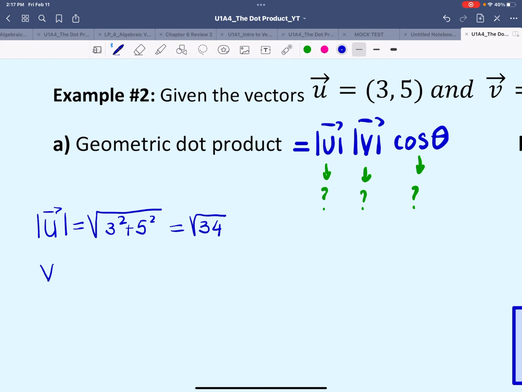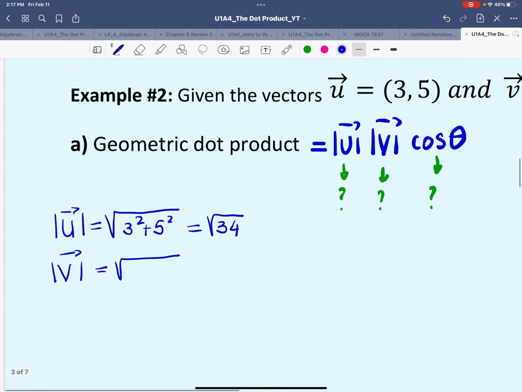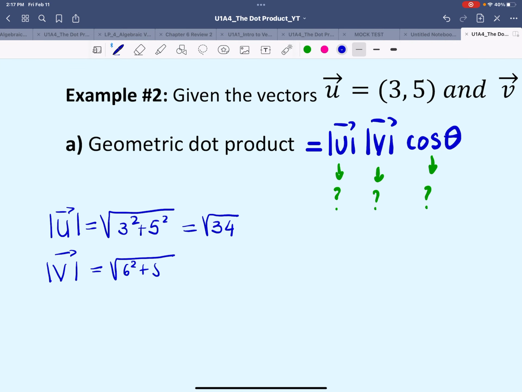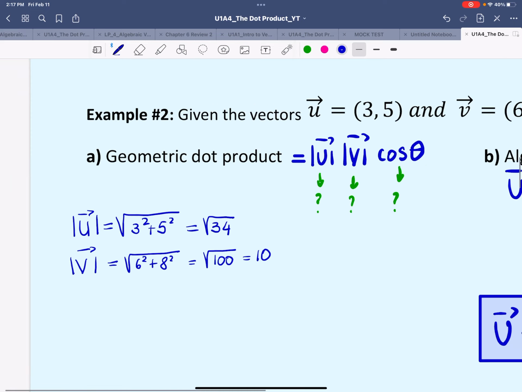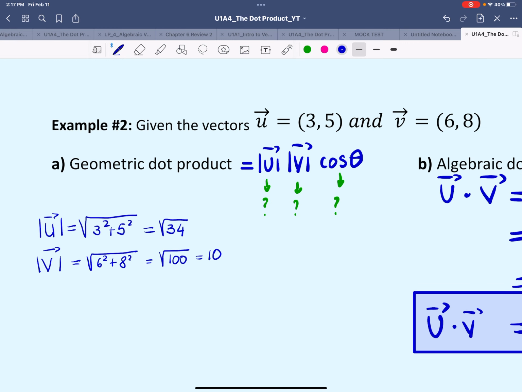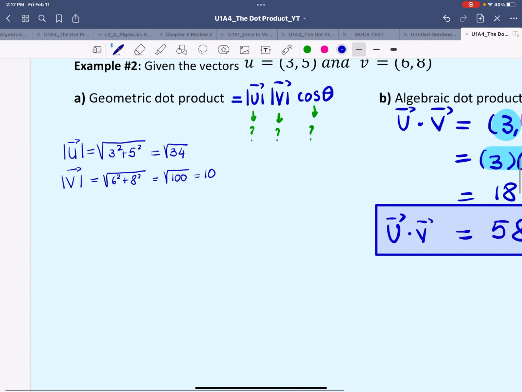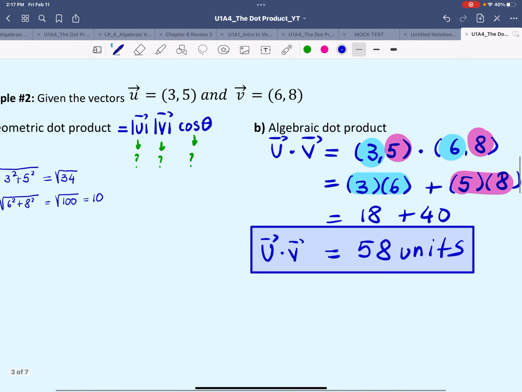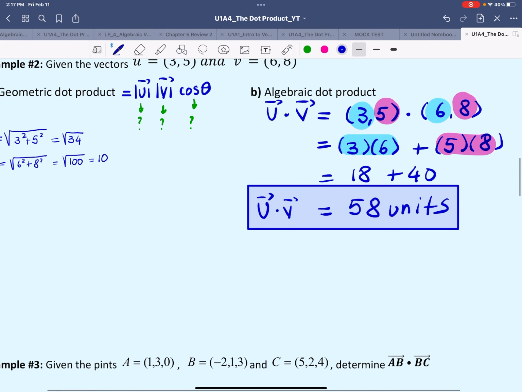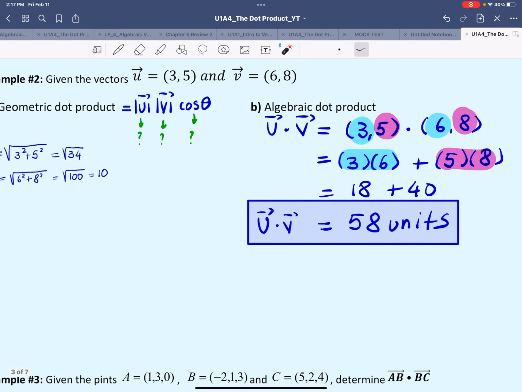Now, next we have to find the magnitude of vector v, which is the square root of 6 squared plus 8 squared. That would be the square root of 100, which is equal to 10. Now the question becomes, how do I find the angle theta? For the angle theta, we have to be a little bit more creative. And to make things more clear, what I'm going to do is draw the two vectors, 3, 5 and 6, 8.